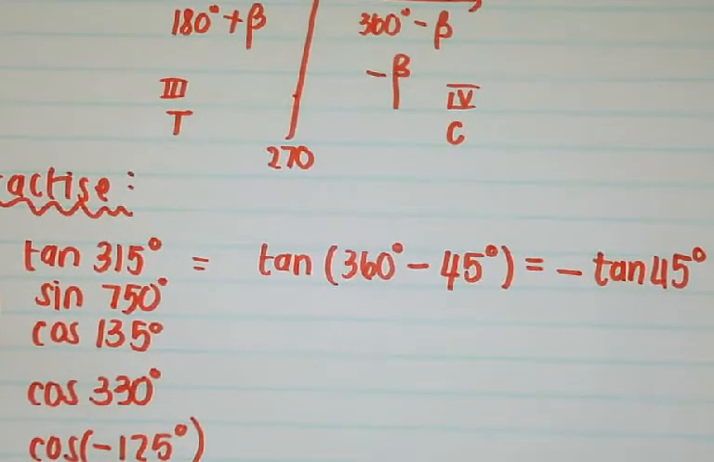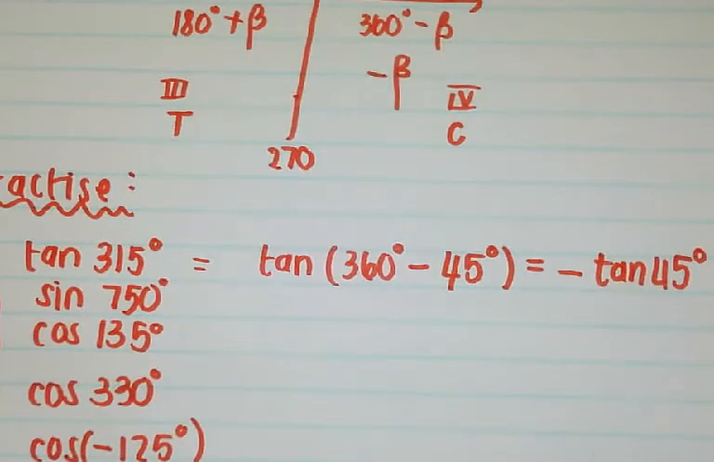Which quadrant is it in? What is the reduction? What angle am I dealing with? Is it positive or negative? Which quadrant am I in? What is the reduction in that quadrant? What angle am I dealing with? And is it positive or negative?